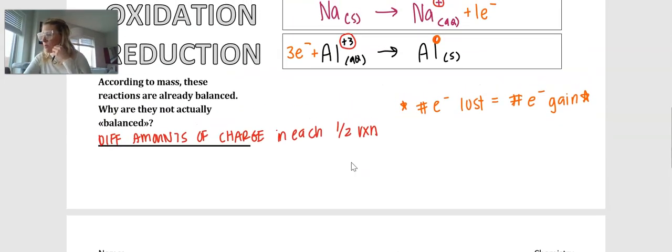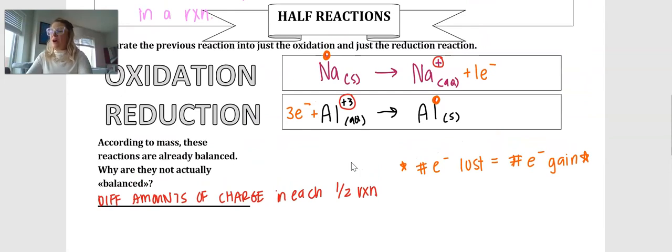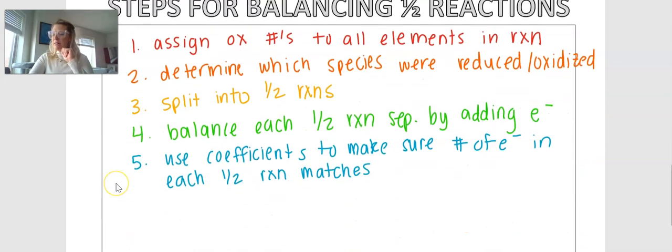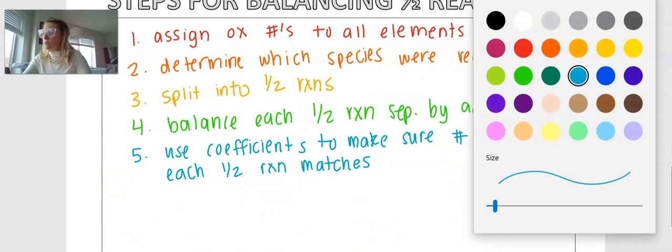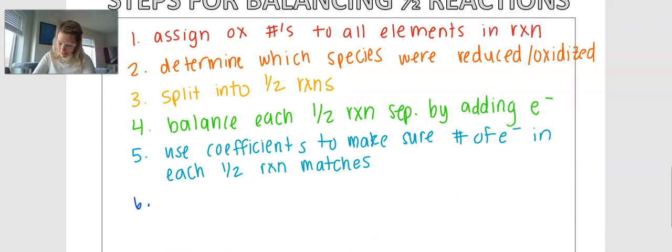On the reaction we were working on here, our oxidation has just 1 electron, our reduction has 3 electrons. So in order to balance this out, we're going to multiply our oxidation reaction by 3. And now we know that it's going to take 3 sodiums to provide enough electrons for 1 aluminum to be reduced. Okay?